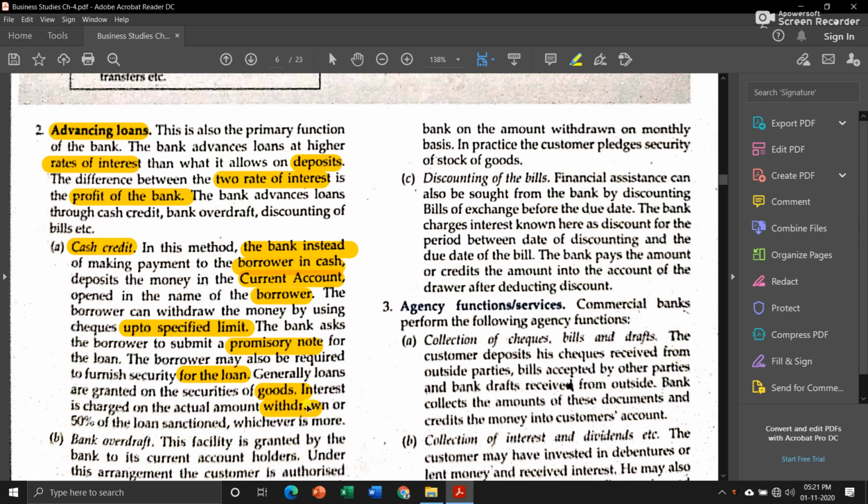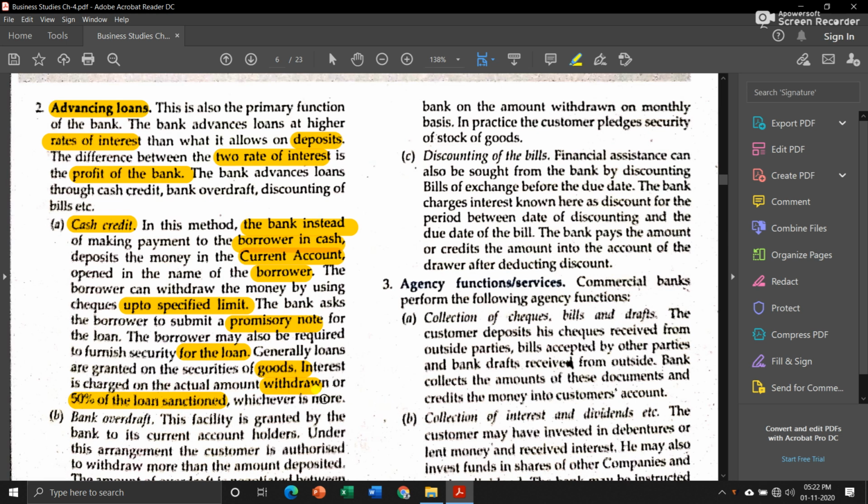Now suppose I have taken a loan of rupees 3 lakh and they have deposited that 3 lakh in my current account. Now if I have withdrawn 2 lakh from that account, that means I have actually withdrawn 2 lakh rupees, and they will calculate interest on that 2 lakh rupees or 50% of the loan sanctioned, whichever is higher. They will charge interest on that money.